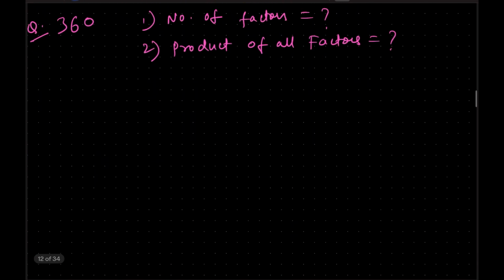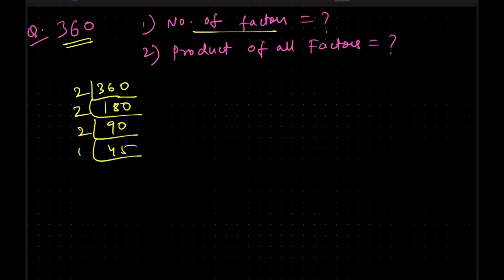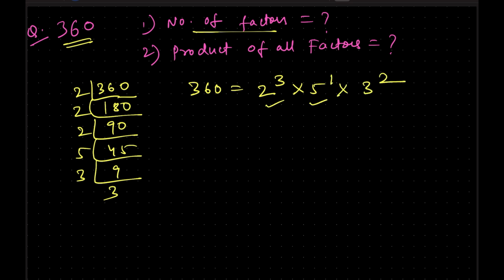Let's see one more example. Suppose this is the question: 360. You can't find the factors of this number individually, so let's see how we will proceed by the formula. We find the prime factors: 360 divided by 2 is 180, then 2 times 90, then 2 times 45, then 5 times 9, then 3 times 3. So 360 can be written as 2 cubed into 5 to the power 1 into 3 squared. There are a total of 3 prime factors, and these are their powers.